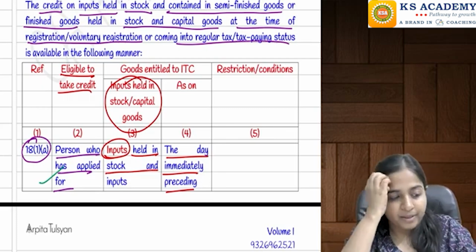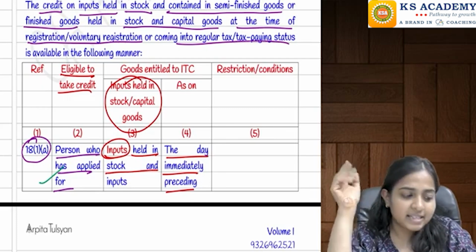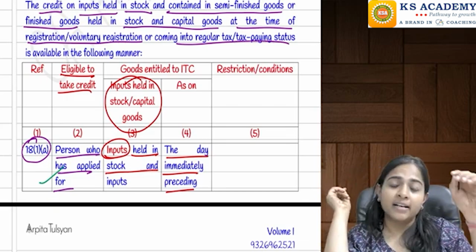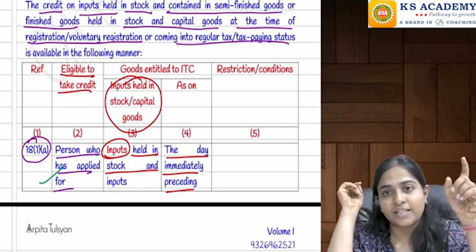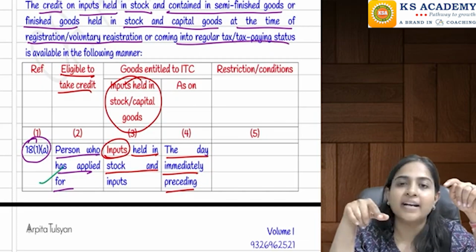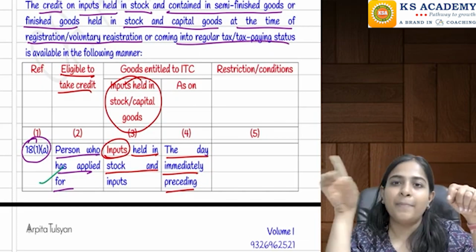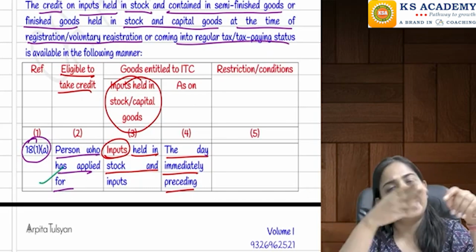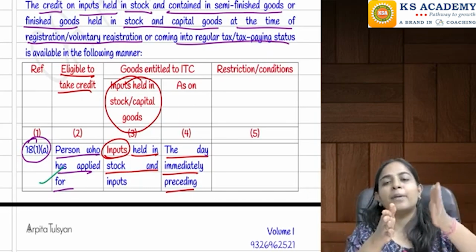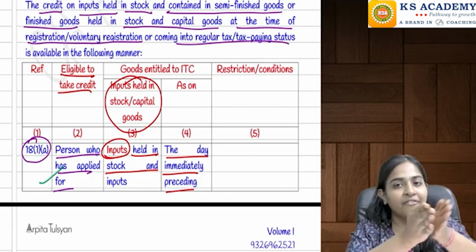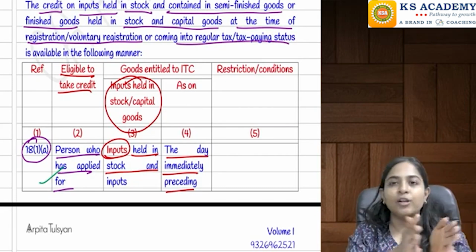Then next one, section 18(1)(c). In that case, I was earlier registered under the composition scheme, and now I am coming under the regular scheme. Now I will be paying everything, so I should get ITC also. The government said no problem. The day when you convert, take the stock as on the preceding day. Whatever inputs you have in your stock, which were purchased during the last 1 year, take full credit of the same.